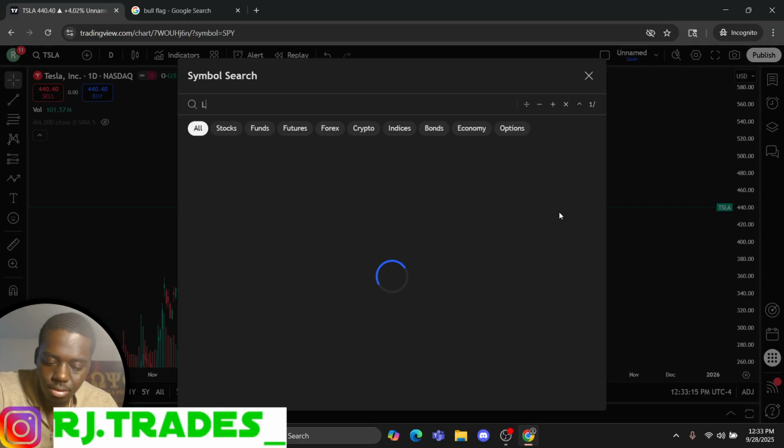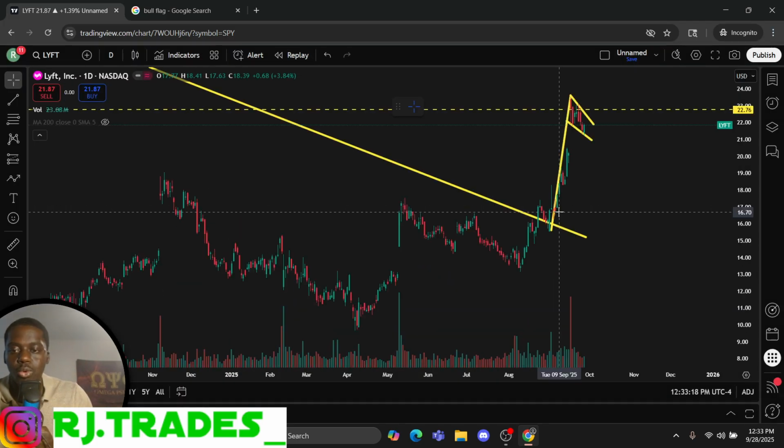That is your bull flag and bull pennant pattern.